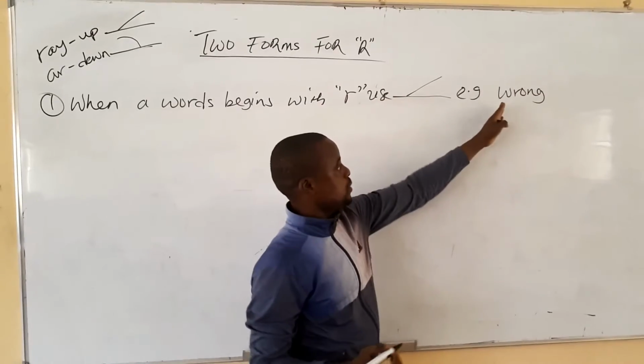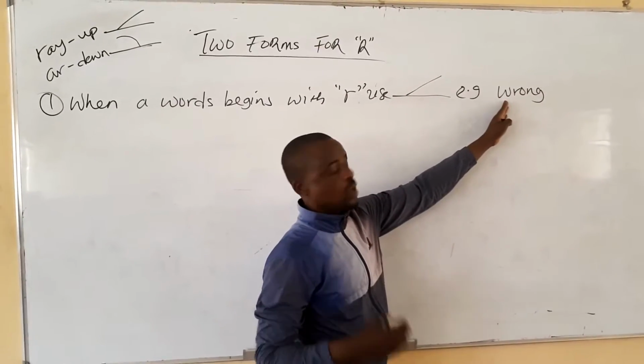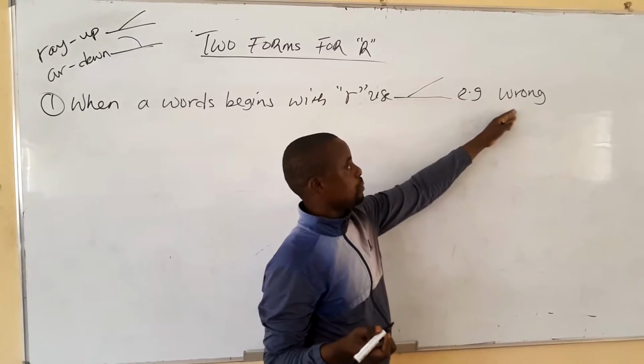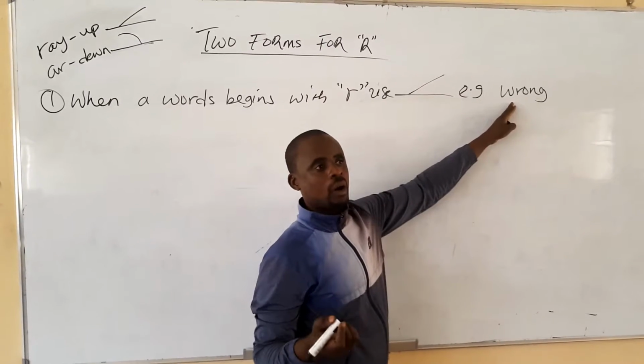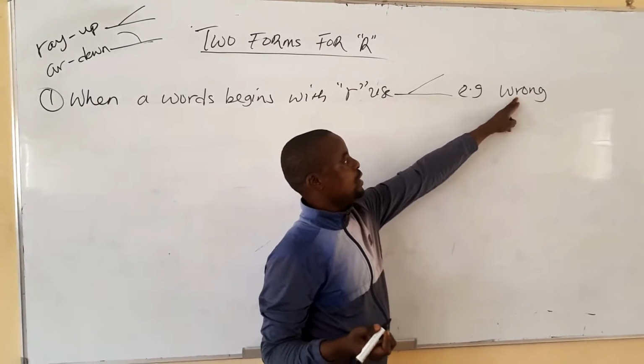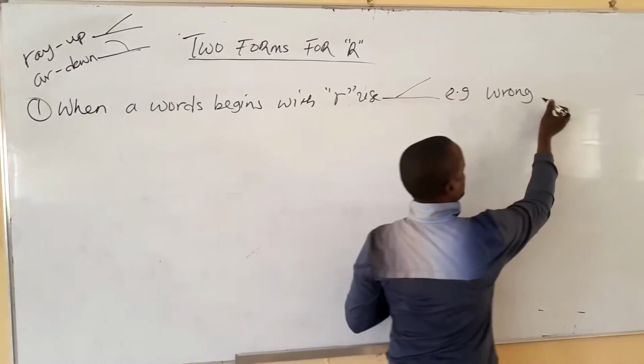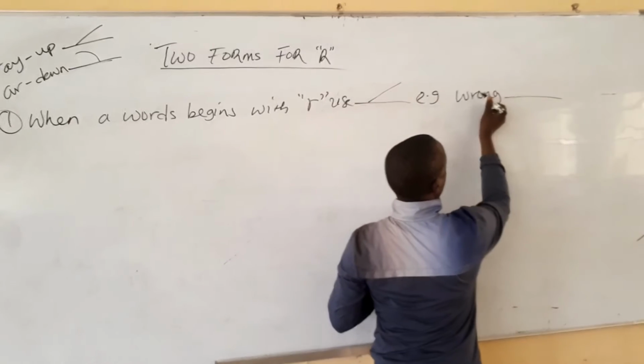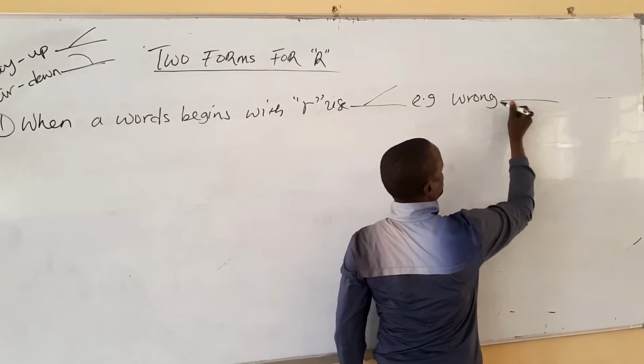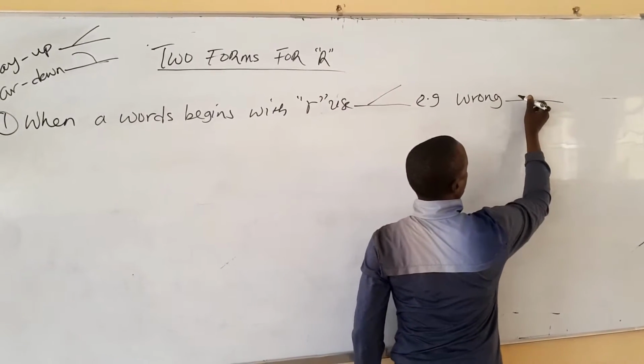Don't say the word begins with W. Shorthand deals with sound, not spelling. This means that the sound we have is R. This means that the word begins with R. Since the word begins with R, we are going to use ray up. Let us see an example. Wrong. This is shorthand. It is equal to place vowel, above the line. Your outline should be above the line. Wrong.